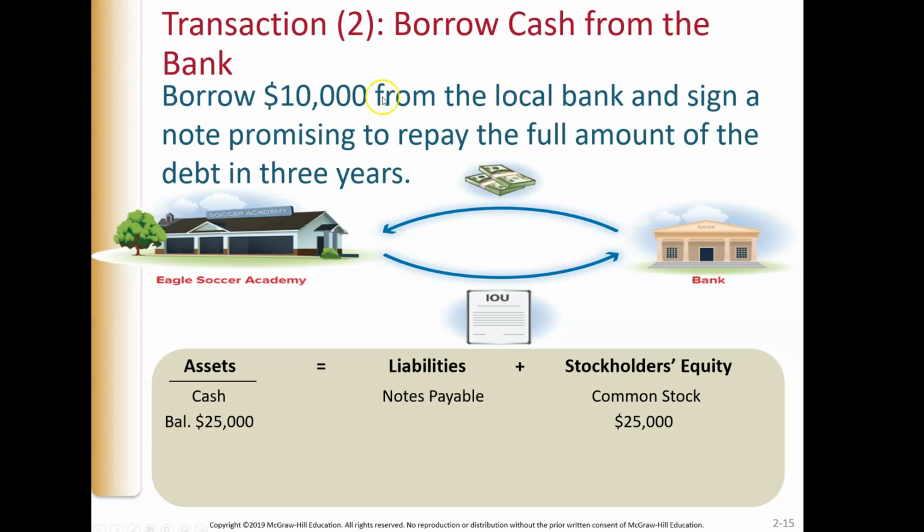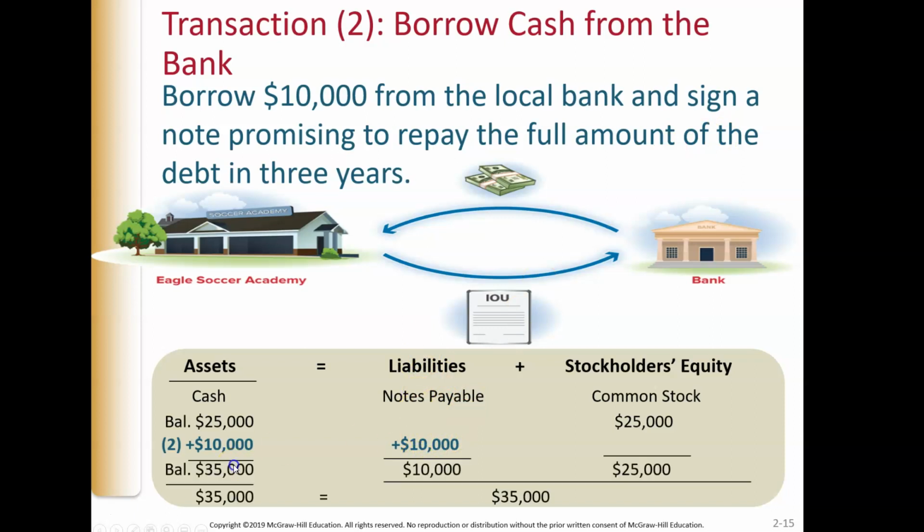One account affected by that transaction is cash. Cash increased, so plus cash. Another account, because we signed a note, is liabilities, notes payable to be specific. That increased. So we still balance because we increased each side by 10,000.